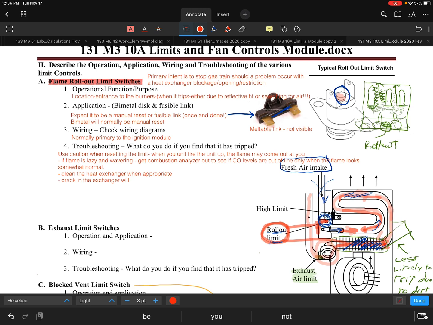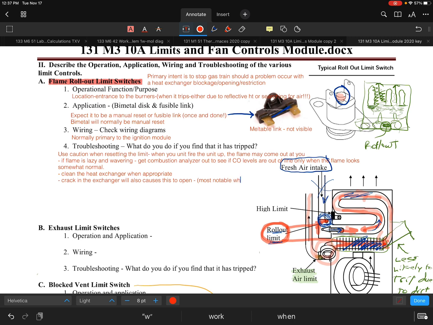In a lot of cases, let's say a crack in the exchanger will cause a high CO or cause a rollout to go, and it's all about pressurization, and I'll talk a little bit about that next here. So a crack in the heat exchanger also causes this to open, and it takes the right conditions to make this occur.